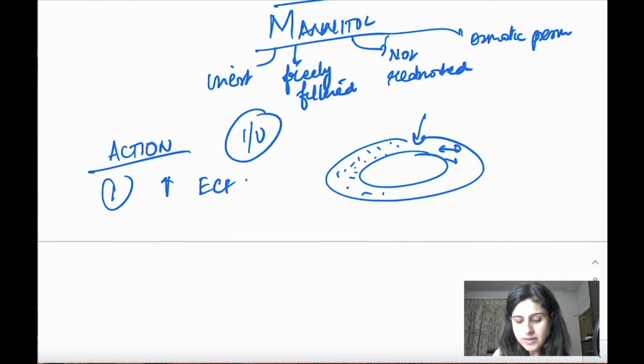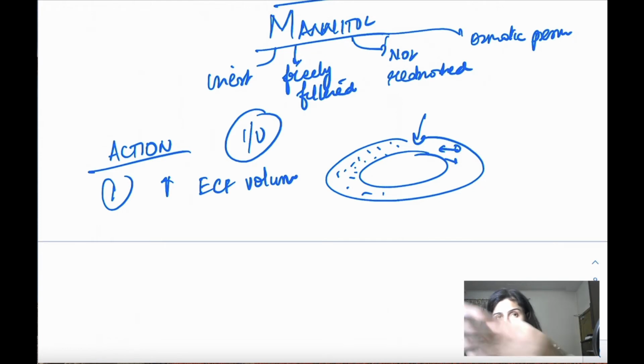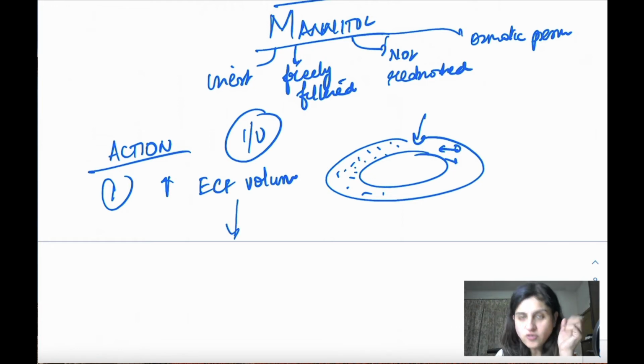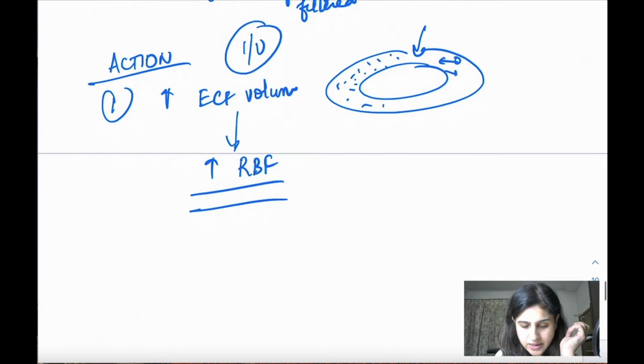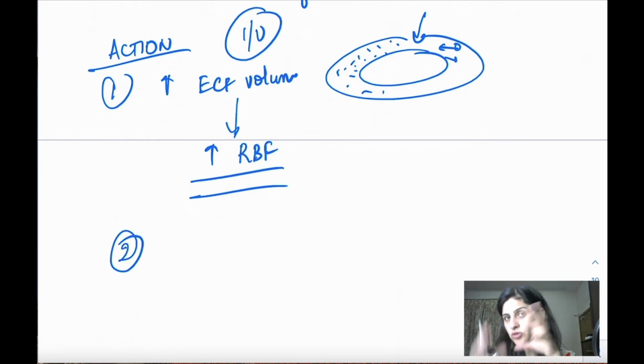So it increases the ECF volume from the intracellular fluid starts coming out, because there is so much of concentrated fluid present outside because of mannitol. So it increases the ECF volume, and because it increases the volume of ECF, definitely it will increase the renal blood flow too. And as a blood flow बढ़ेगा, ठीक है, what it does, it gets filtered through the glomerulus.